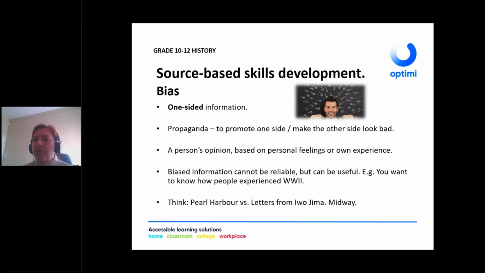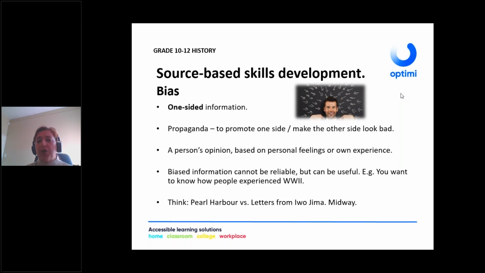Okay, then let's look at bias. What is bias? Bias is one-sided information. You can see that picture there. It's all about that specific guy, right? So it's all about someone's opinion. For example, you get into a car accident. You will probably have a different opinion of what happened than the other driver. Bystanders that actually witnessed the accident, everyone will have a different opinion of what happened. So it is a source that can be useful, but it's not trustworthy, right?